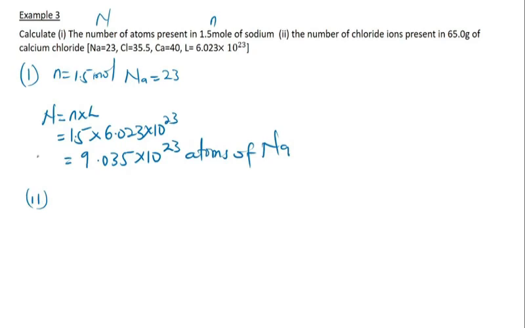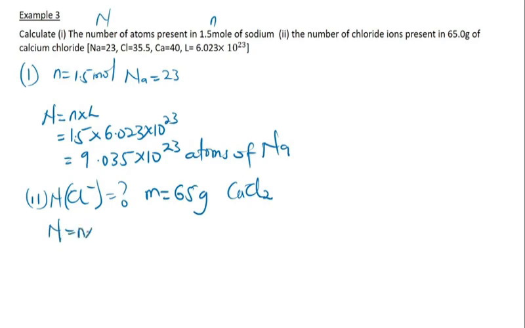So II, we have to find the number of chloride ions. Capital N of chloride ions we do not know, but we have the mass to be 65 grams, and the compound we are using is calcium chloride. First of all, we know that capital N is small n times L, but we do not know the small n. Small n is mass over molar mass, so we need to find the molar mass of calcium chloride.